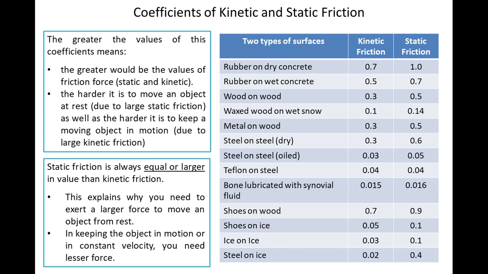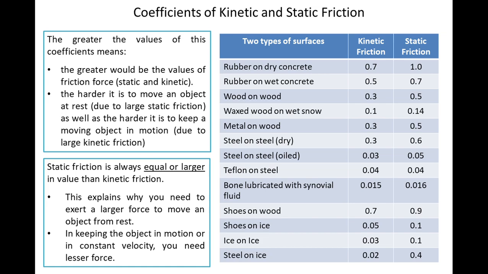The coefficients of kinetic friction and static friction describe the property of different types of surfaces. Shown in this table are the corresponding coefficients of some common interface combinations. We have rubber on dry concrete, wood on wood, metal on wood, and so on. So what do these values actually indicate?